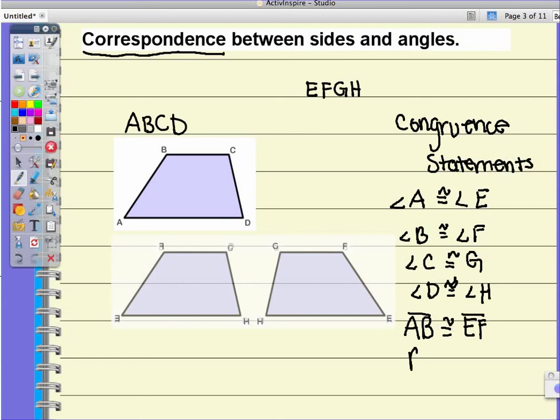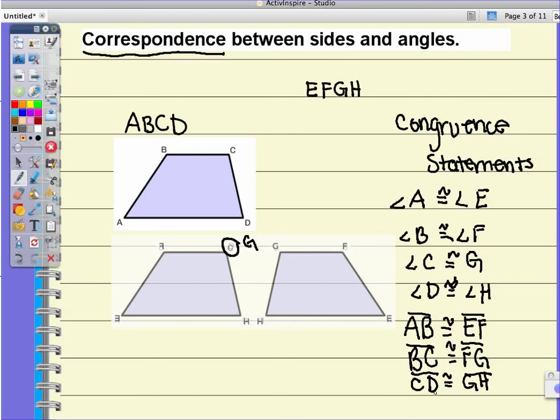And segment BC, right here, here's BC, is congruent to segment FG. And if it's kind of hard to tell, sorry about that, this letter is actually a G. I know it might be a little bit hard to see, but that is a G. It is corresponding to angle C as well. So the next one is that line segment CD is congruent to line segment GH.